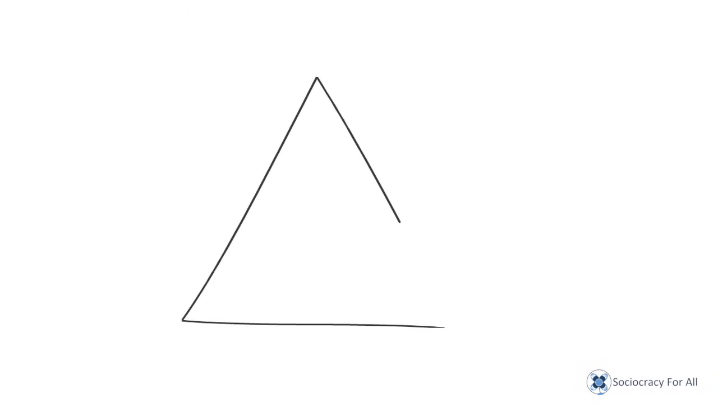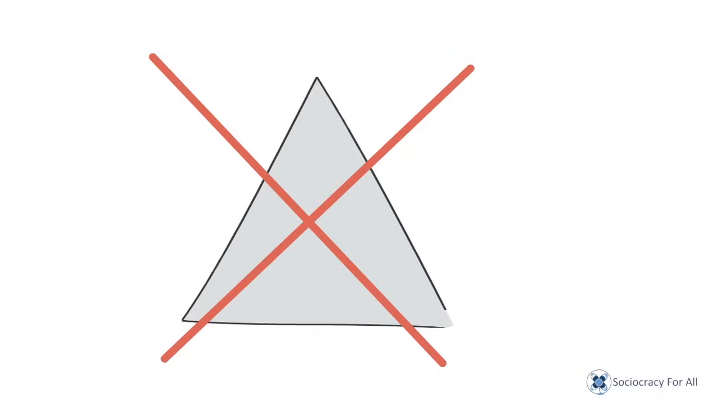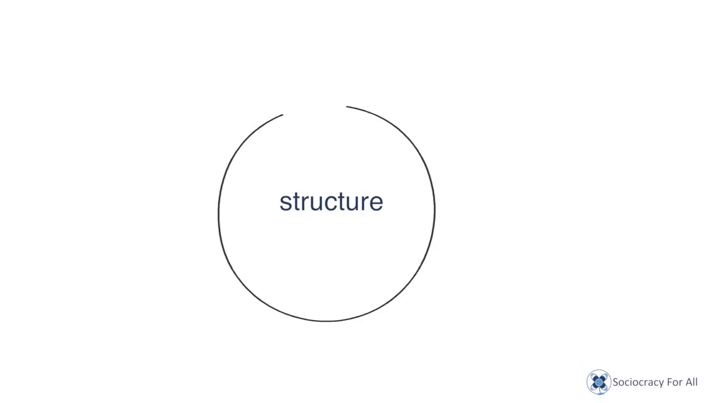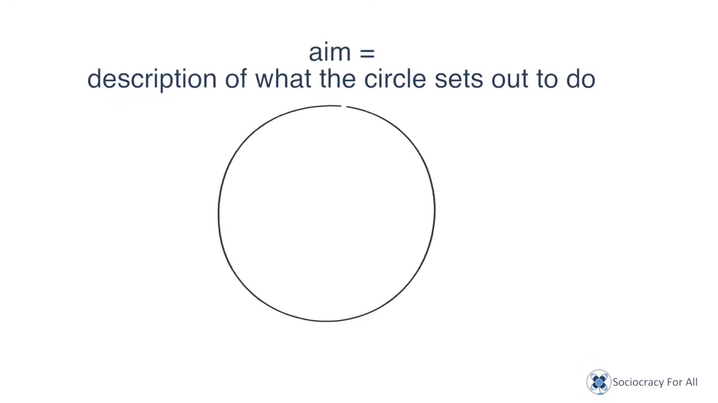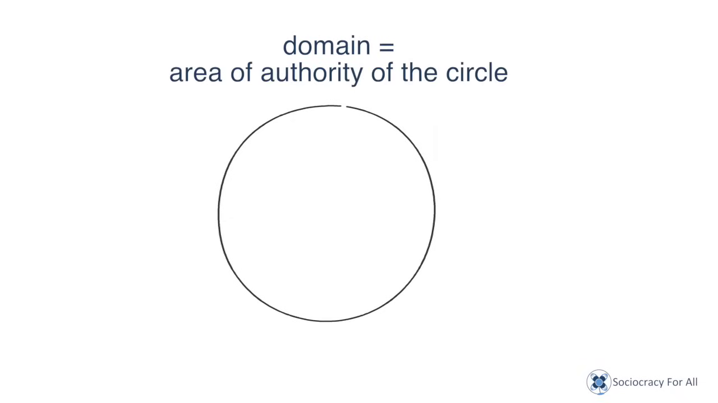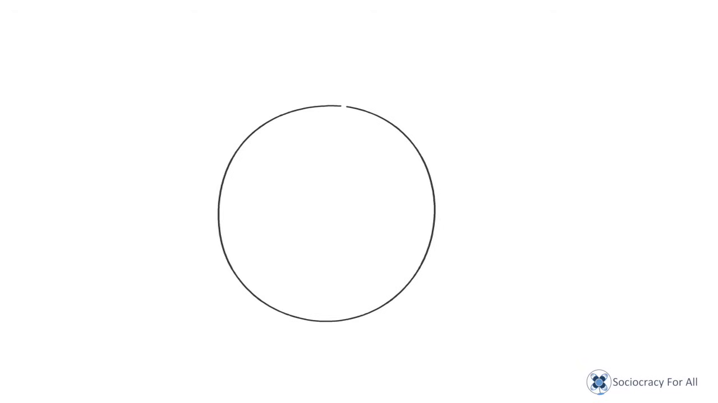Sociocracy is less hierarchical than your typical organization, but it is also more structured than many peer organizations. Small teams have authority to do things. We call them circles. Circles are well defined. They have a description of what they do, the aim, and they have all the power in that area, their domain. Also, we have clarity. Who's in that circle? That means we have defined membership.